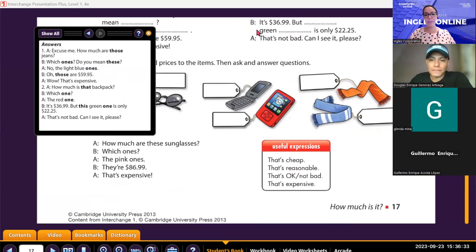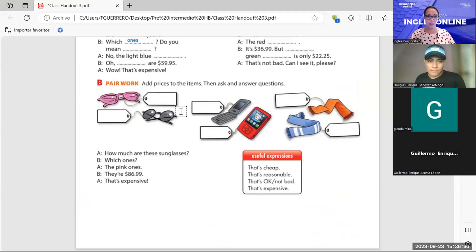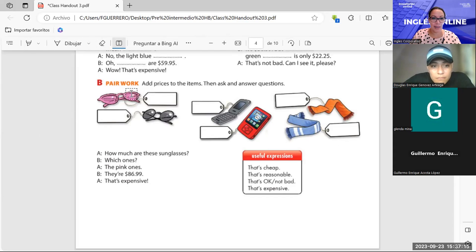Okay, to continue here, we have a couple of things, and the exercise is to add prices to the items and then ask and answer the questions. Okay, tenemos sunglasses. We have two cell phones, this is like a BlackBerry, and we have a couple of scarves. Well, we need to add prices. How much would you assign to the pink glasses, Glenda? ¿Cuánto le pondría a los rosados?